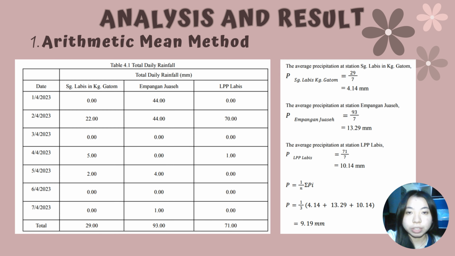Now, I would like to present the analysis and results. First, we use the arithmetic mean method to find the precipitation. We collect the total daily rainfall for Sungai Labis in Kampung Gatom, Empangan Juaseh, and LPP Labis for the total precipitation. Then, we find the average precipitation of these 3 stations. After that, we substitute these 3 answers into the arithmetic mean formula. Finally, we find the precipitation is 9.19 mm.